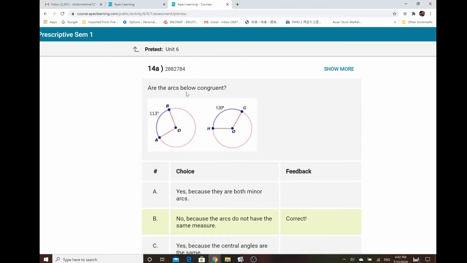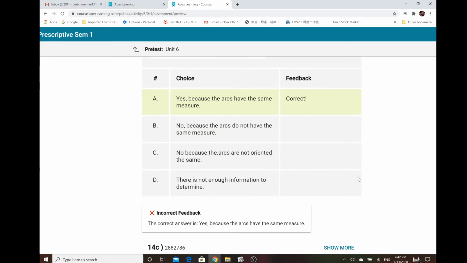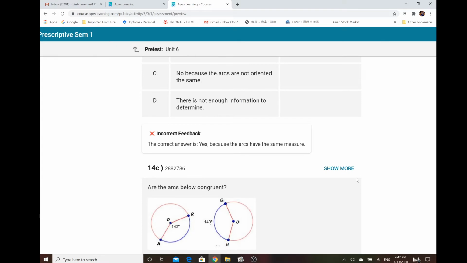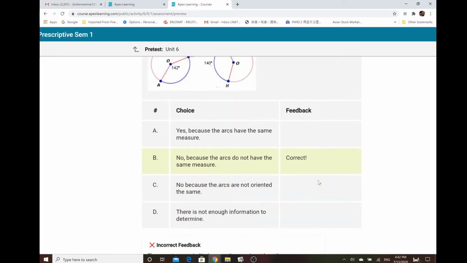Okay, so are the arcs below congruent? They're both facing different arcs, so the central angles are different, so the arcs are different. No, because the arcs do not have the same measure. Again, arcs that have the same measure means congruent arcs. If they don't have the same measurements, that means they're not congruent. So this one is off by 2 units. So no, they're not congruent.